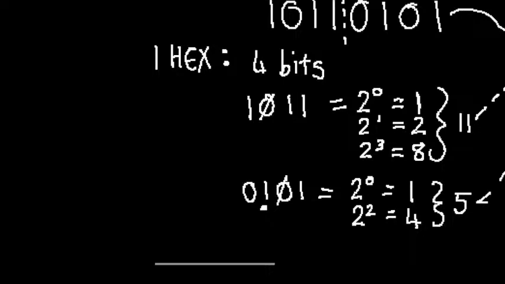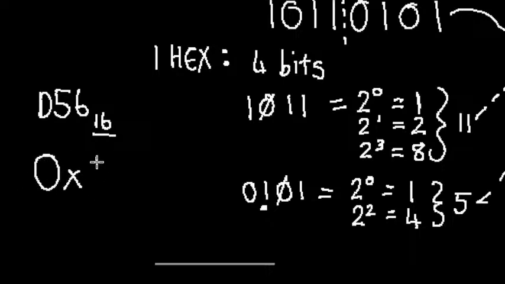So, for example, like we said, in mathematics we would say D56, and then over here we would indicate that this is using base 16, which is basically hexadecimal. That's mathematics. But in programming, we would use the prefix 0x, and then it would say D56. And then that immediately tells you, again, that we're using base 16.